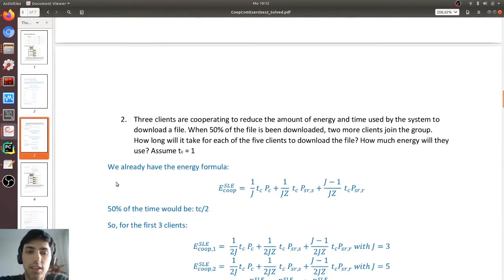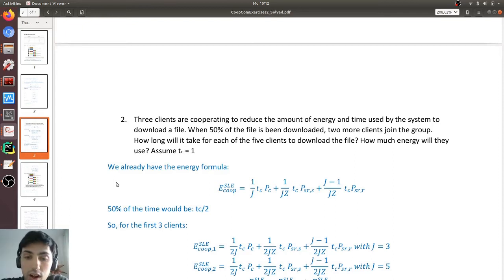So let's go to the second exercise. 3 clients are cooperating to reduce the amount of energy and time used by the system to download a file. When 50% of the file is being downloaded, 2 more clients join the group. How long will it take for each of the 5 clients to download the file, and how much energy will they use? Let's assume that T sub C, the time to download the file for a single user, is 1.